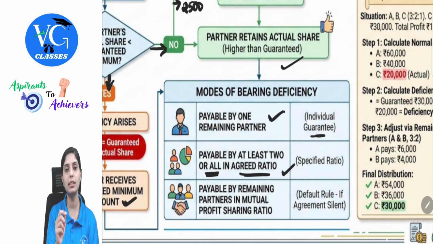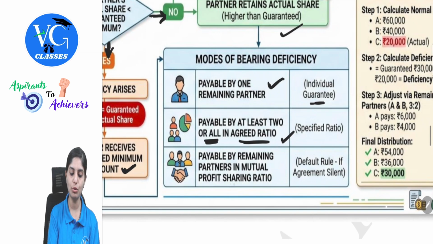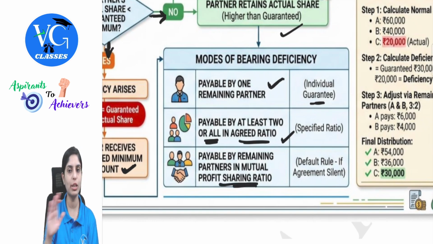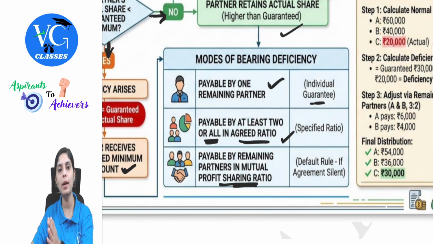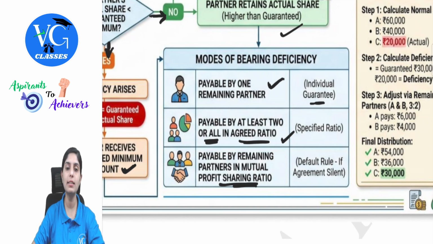So that will be considered with respect to apportionment. Payable by remaining partners in mutual profit sharing ratio. There is no such ratio given. Whatever profit sharing ratio they were sharing profits or losses in, equally, the remaining partners will make sure they consider this guaranteed amount. Now, what does this mean?